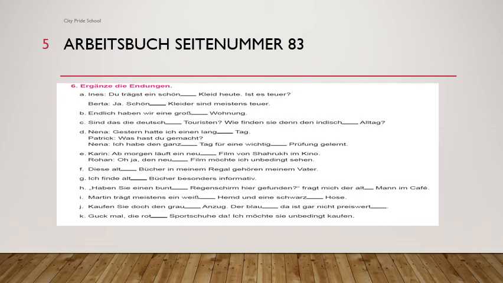E. Martin trägt meistens, meistens means mostly, a white shirt and black pant. Hose is pant and Hemd is shirt. Kaufen Sie doch den grauen Anzug. Buy the grey suit. Der blaue da is garnicht preiswert. The blue one is not at all reasonable. Garnicht is not at all. Preiswert is reasonable or worth the price. Guck mal. Guck mal is look at. Die roten Sportschuhe da.